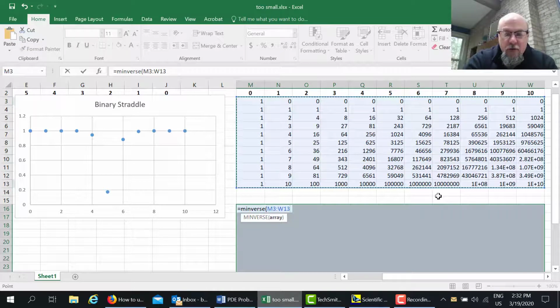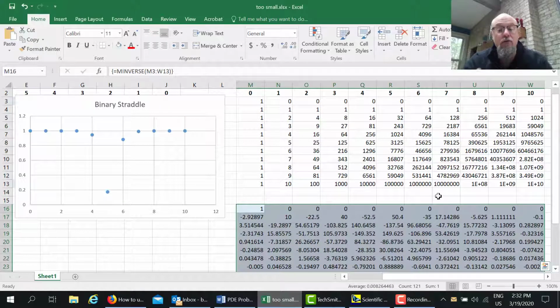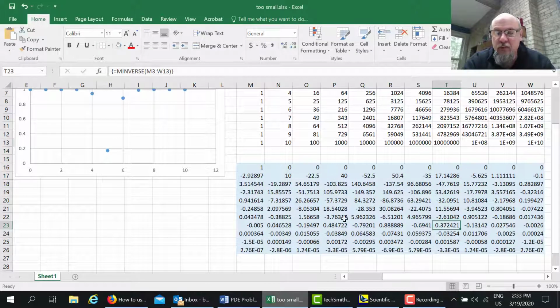So close bracket, but I'm not hitting return yet. I'm going to hold Control, I'm going to hold Shift, and now I'm going to hit return. And it fills the whole thing in then, because I pre-highlighted it before I typed the command in. So now this is the inverse of that matrix.